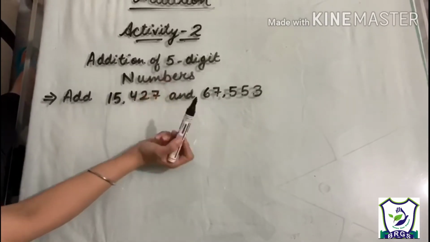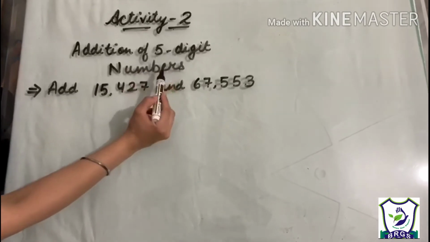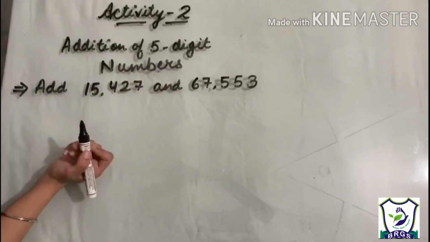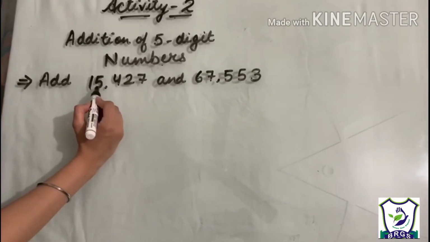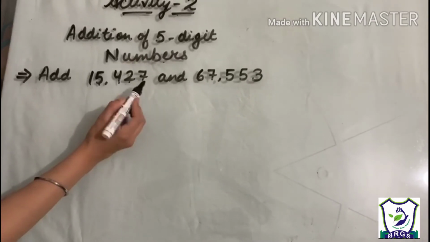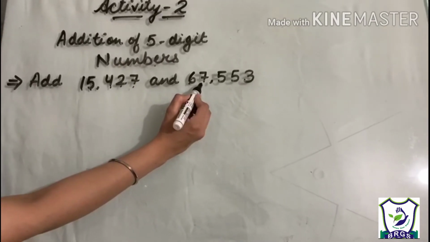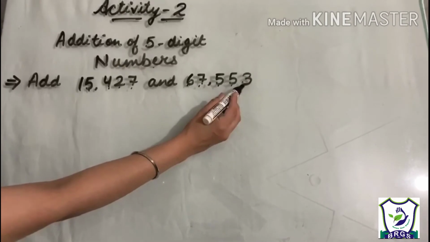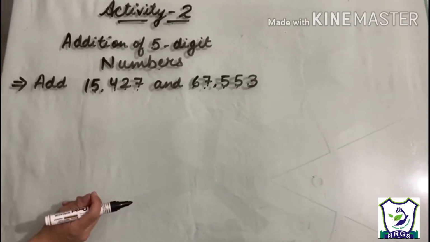Now in your activity 2, you have to do addition of 5 digit numbers. Let us see one example. I have taken an example: add 15,427 and 67,553. What is our first step?